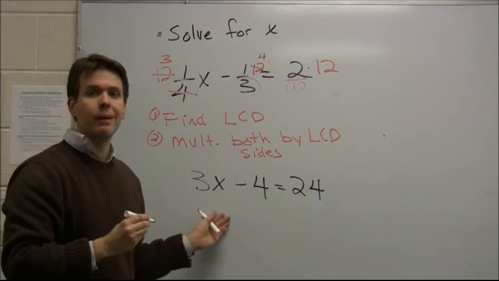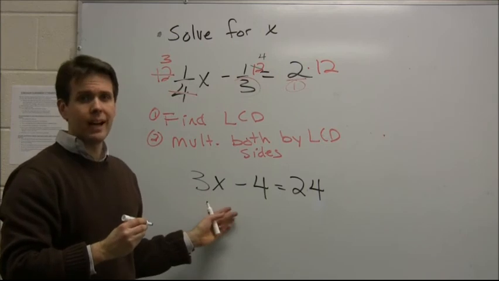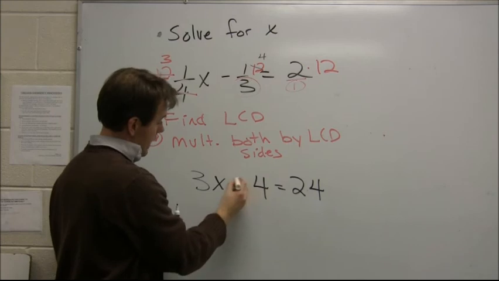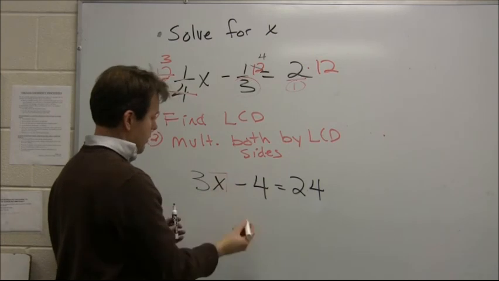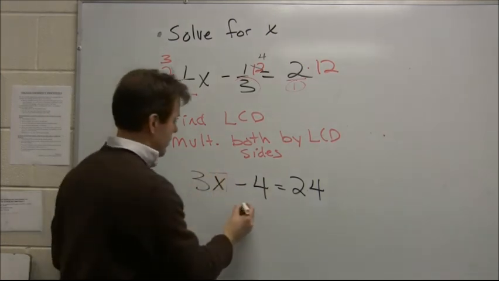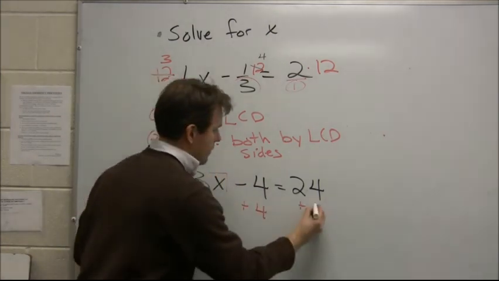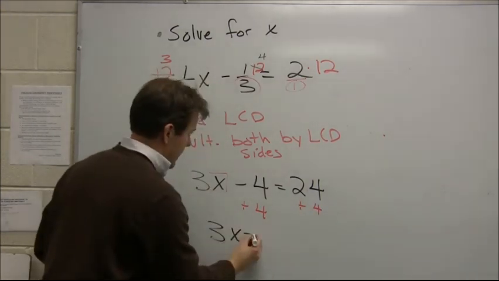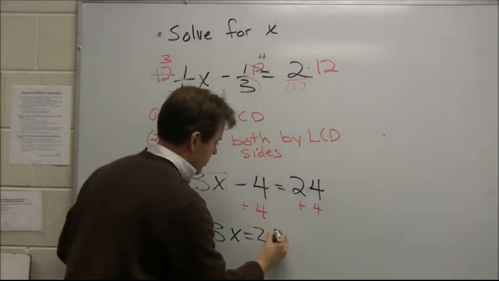Well, hey, that didn't look too bad, does it? We can knock this one out. So we have some subtracting 4, and focusing on the x. So the opposite of subtraction, addition. I'm going to add 4 to both sides. 3x equals 28.